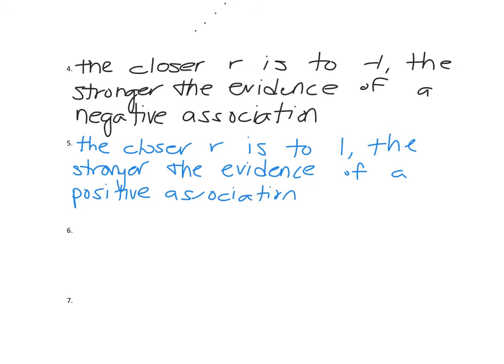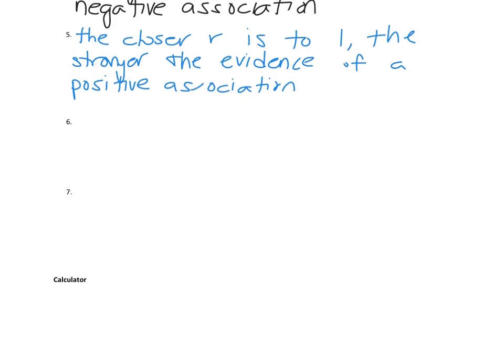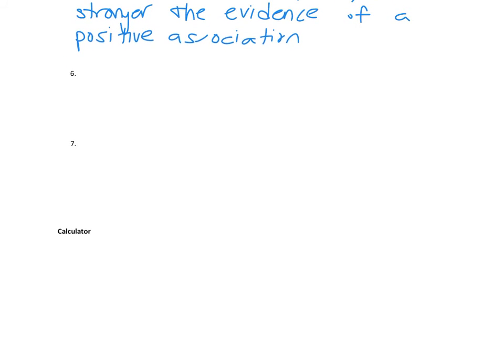Okay, so we know what happens as R tends to -1 and +1. And then if R goes towards the middle, so closer and closer to 0, it means no linear relationship. So it could still be a relationship like a quadratic or a cubic relationship, but it's definitely not linear. So if R is close to 0, it just means there's no linear relationship.